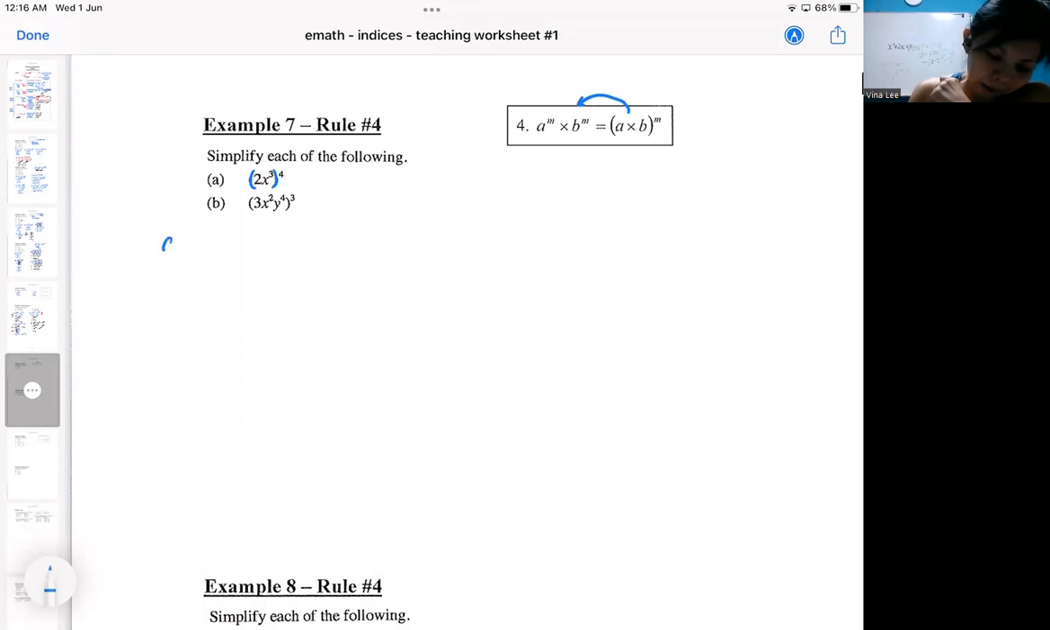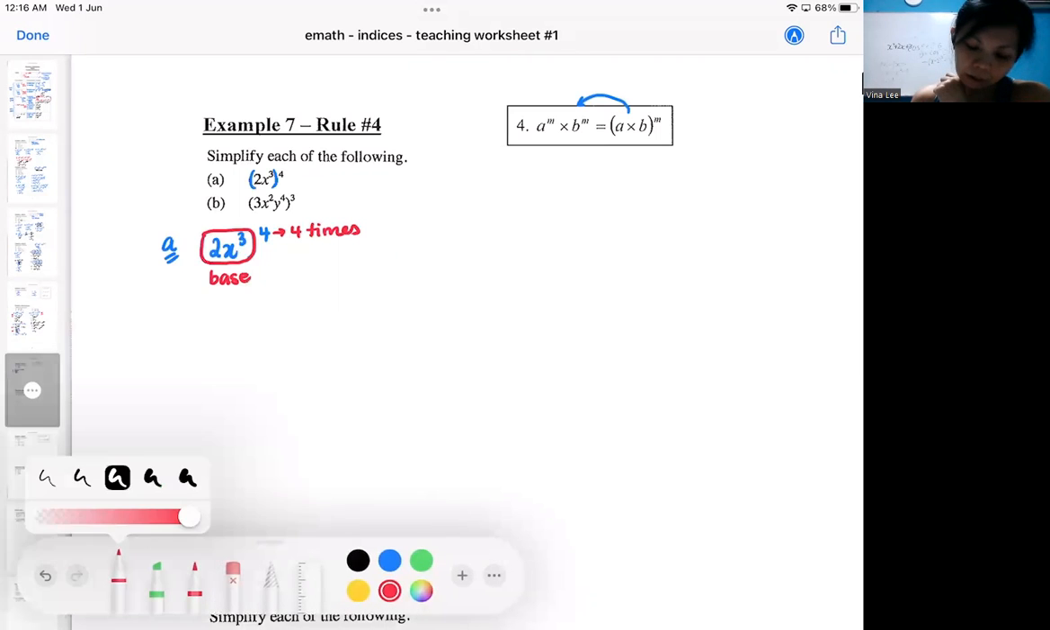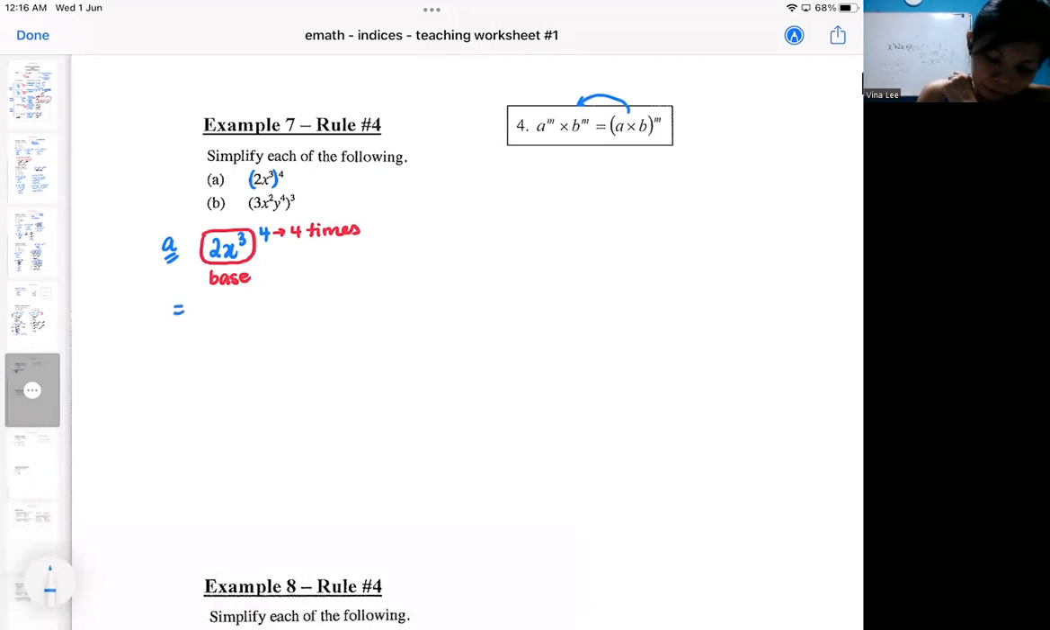So if you look at A, when you look at something like this, make sure you can recognize who is the base and who is the power. So if you look, this is the base. The base is repeated 4 times. So make sure you have this idea. The base is repeated 4 times. So essentially it looks like this.